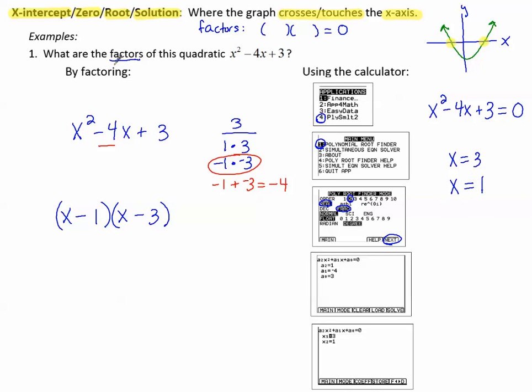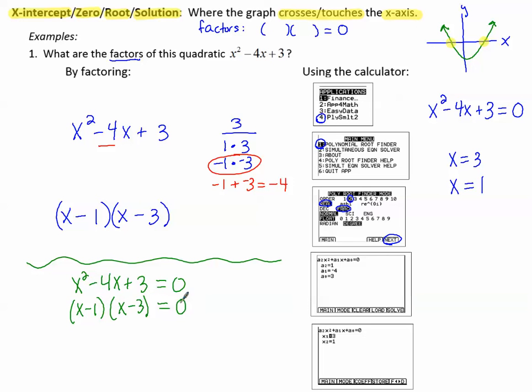But remember that our goal was to find the factors of this quadratic. Well, remember that if we had the quadratic equation x squared minus 4x plus 3 equals 0, and we factored x minus 1 times x minus 3 equals 0, we would then set each of these factors equal to 0 and solve for x. So x equals 1 and x equals 3.